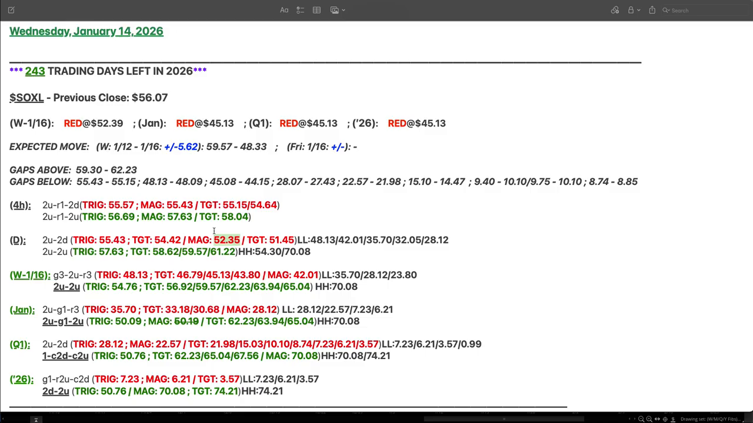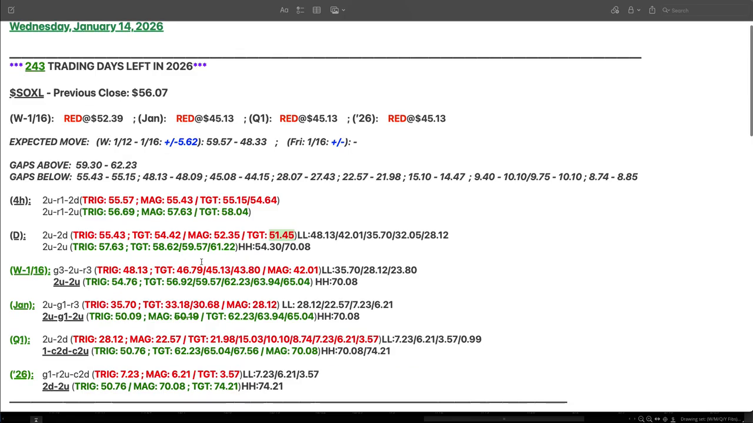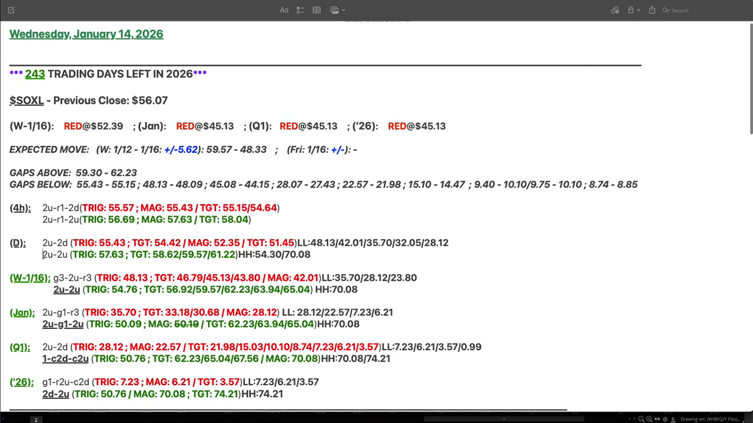If we get a hot CPI print or something that really kicks off that domino effect that we were talking about, we've got an extended target of 51.45 out there for tomorrow. Now, if we go to the upside, again, it's just a 2 up continuation, triggering at 57.63. No magnitude on that move because it's not a reversal, it's just a continuation. So we've got extended targets of 58.62, 59.57, and 61.22.